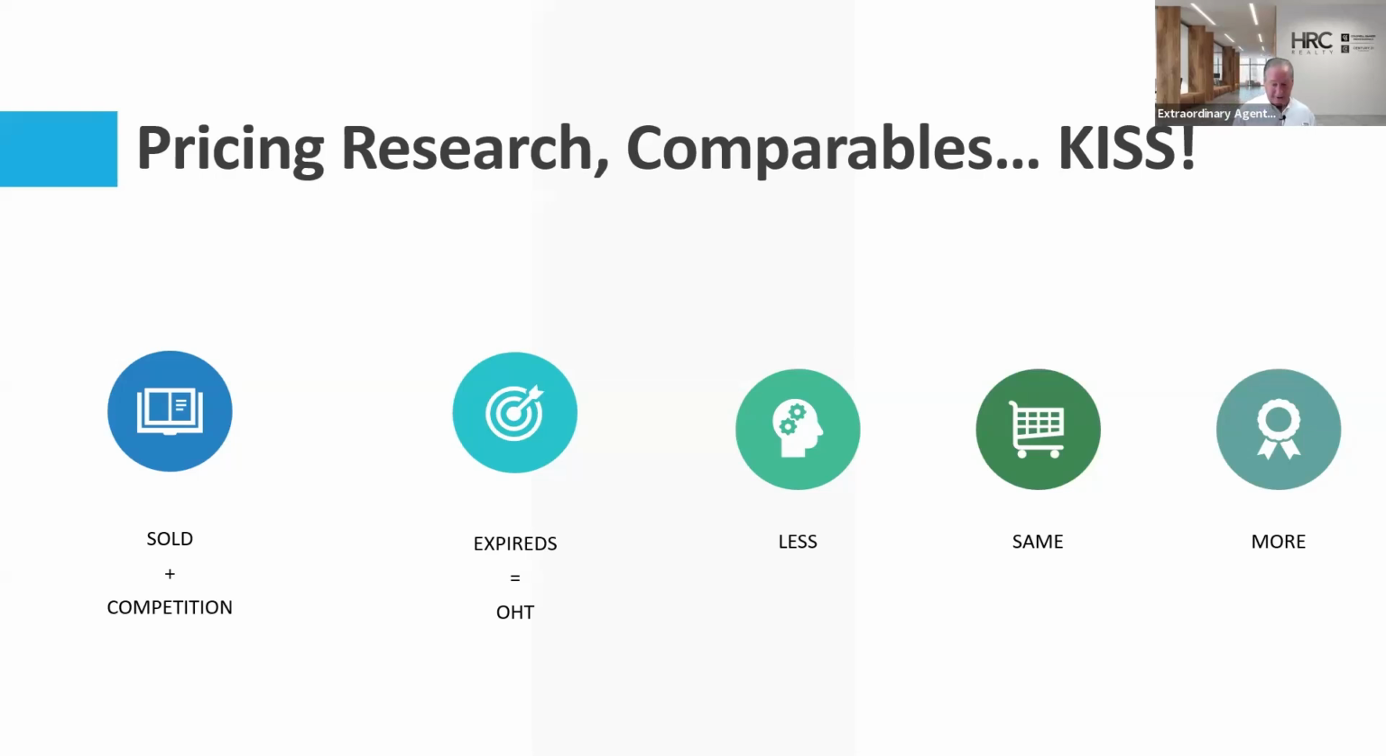Now, once we have that, matter of fact, before I go ahead, notice that for expireds, I put equals OHT. You know what that means? Objection handling techniques. Expireds are not an indication as to the value. They are an indication as to what you shouldn't ask. It is a list that you don't want to end up on. But we're not handling objections today. So now we're going to keep this really, really simple.